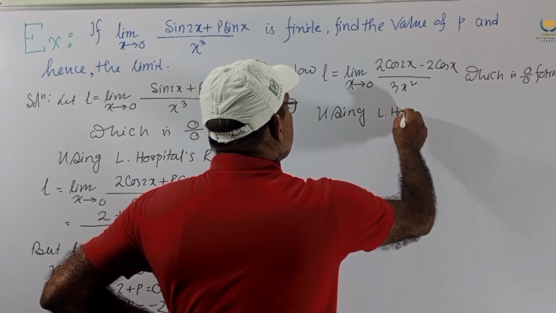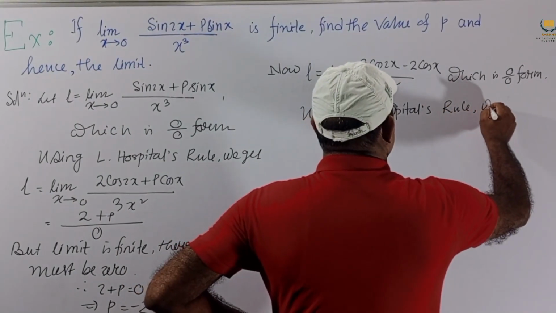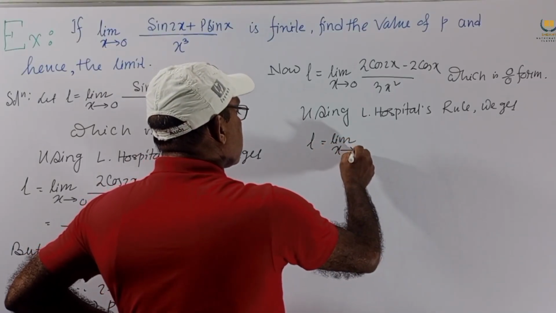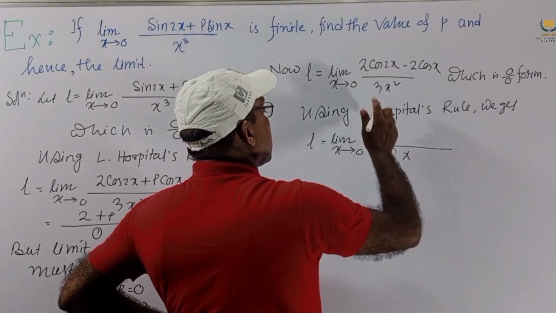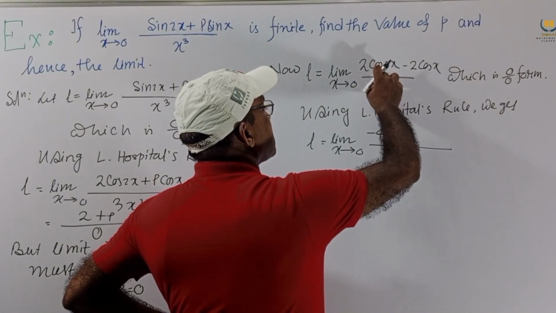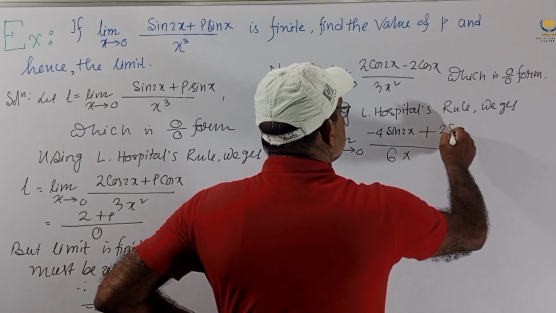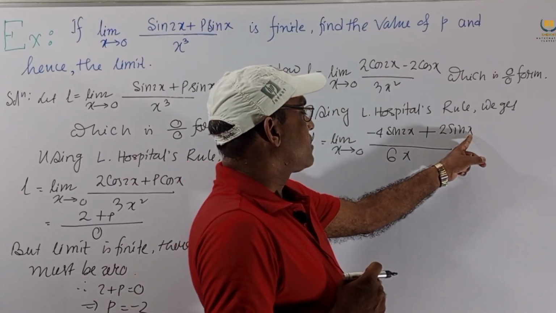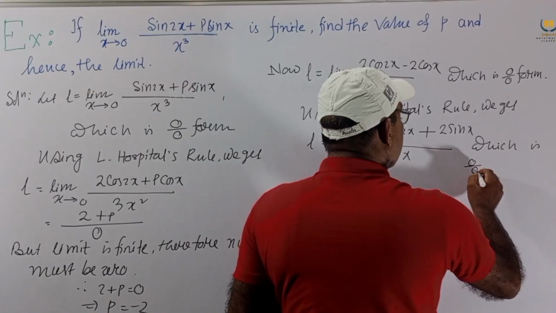Using L'Hospital's rule, we get L equal to limit x tends to 0. If we differentiate, the denominator is 6x, and the derivative of cos means minus sin, so the numerator is minus 4 sin 2x, with 2 from the chain rule, plus 2 sin x. Again, if you put the limit directly, the numerator is 0 and the denominator is 0. This is 0 by 0 form.